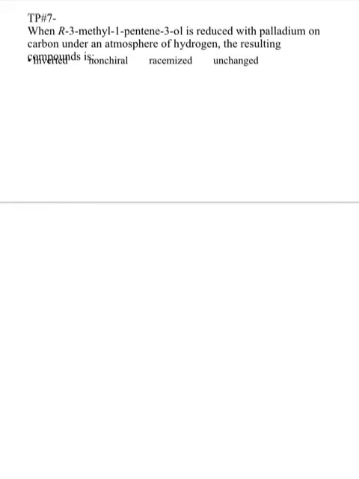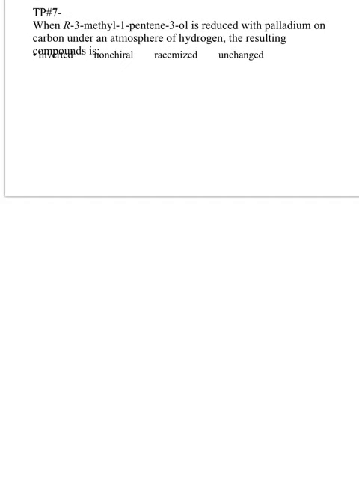Okay, this question. When R-3-methyl-1-pentene-3-ol is reduced with palladium on carbon under an atmosphere of hydrogen, the resulting compound is, and this word is inverted, non-chiral, racemized, or unchanged. Now, this is a good review question because it brings in your stereochemistry and your functional groups. Naming is important. Your exams aren't necessarily going to test naming, but you have to understand the names.